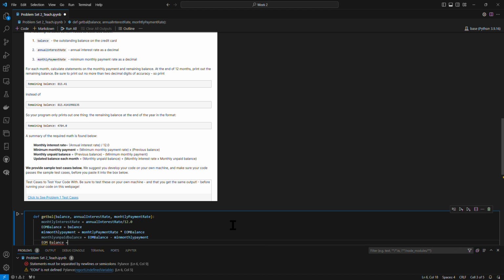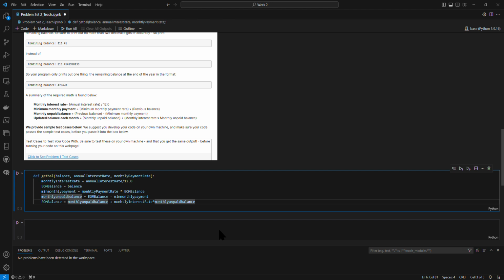which should be equal to monthly unpaid balance plus monthly interest rate times monthly unpaid balance. That should be our end of month balance. And hopefully this works. What we did is calculate each variable we need, and we did it just for 1 month.